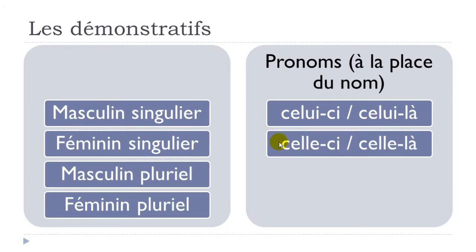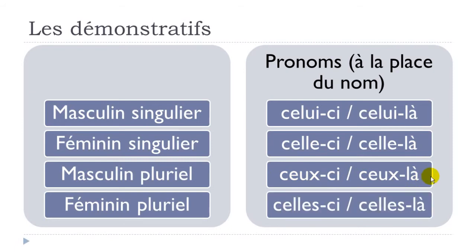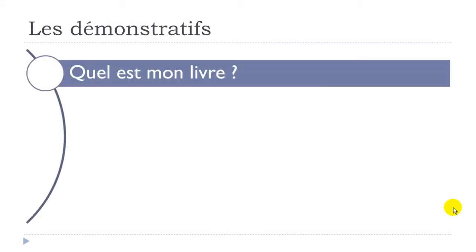Same thing with the feminine form. Celle-ci, celle-là. And then for the masculine plural, ceux-ci. Remember, the final X is not pronounced, so you get the sound "ce," ceux-ci, and then ceux-là. For the feminine plural, celles-ci. Don't pronounce the final S. Celles-ci, celles-là. So let's see a few examples now.